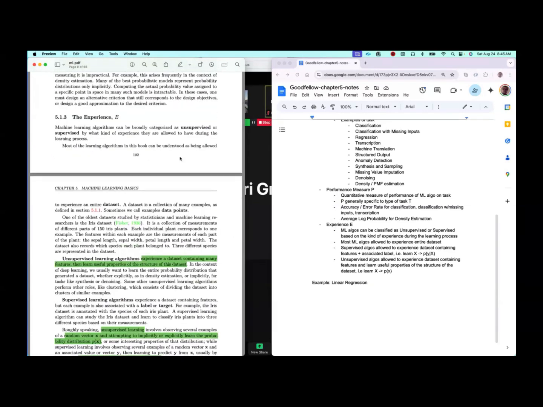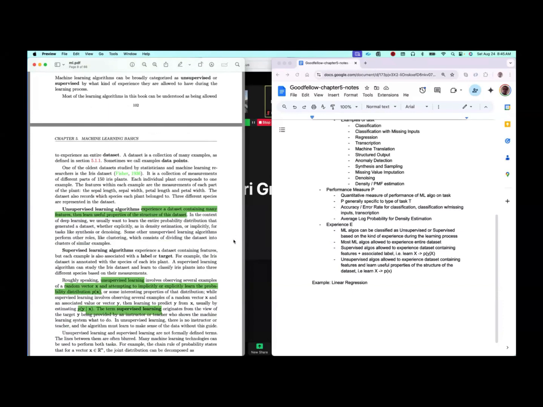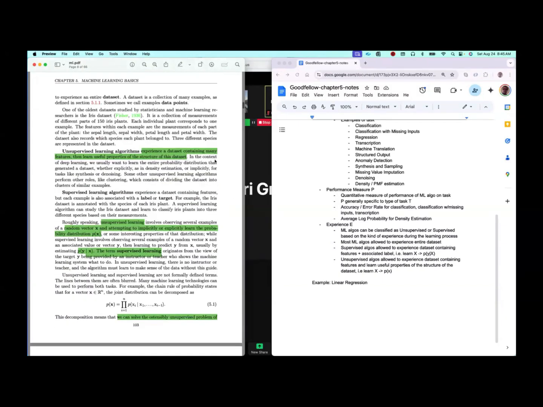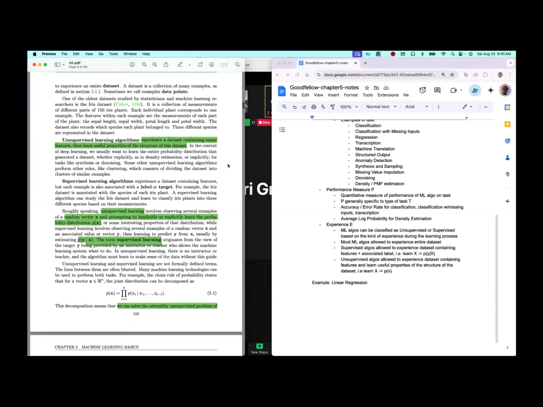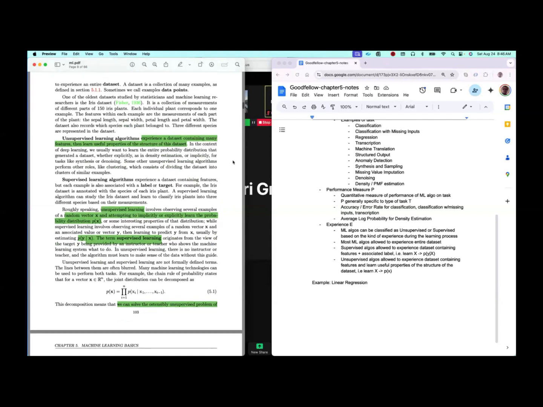And the final thing is experience E, and he talks about how much of the data set the model is exposed to, right? So learning algorithms experience the entire data set. The unsupervised learning algorithm experiences only the data set, the examples, and the features, and from there, they learn useful properties of the structure of the data set. Here he says, in the context of deep learning, we usually want to learn the entire probability distribution, whether explicitly as in density estimation or implicitly, like for synthesis or denoising. We talked about this earlier.